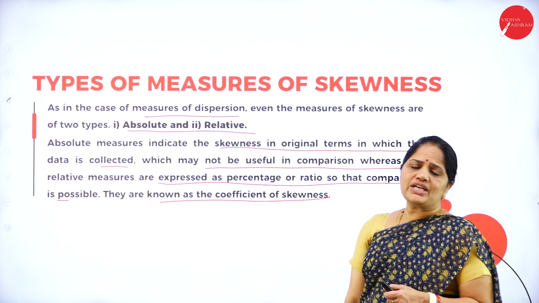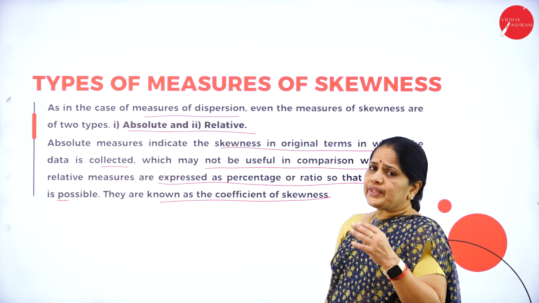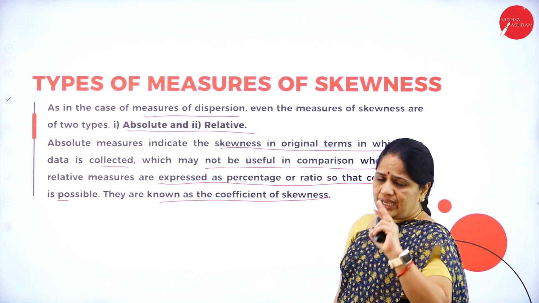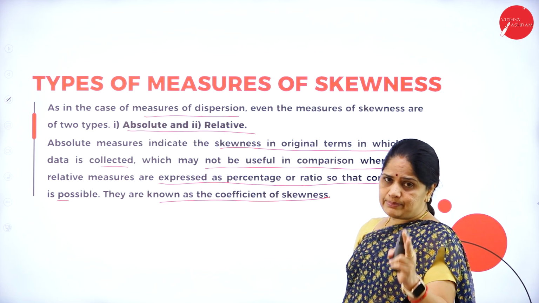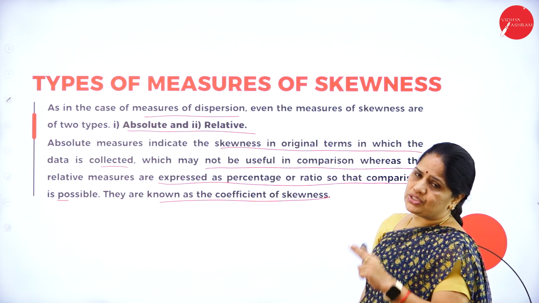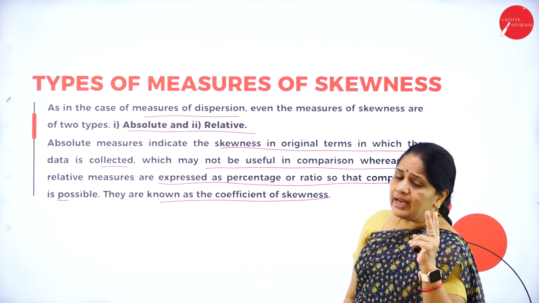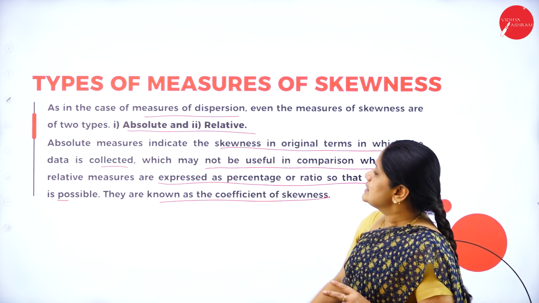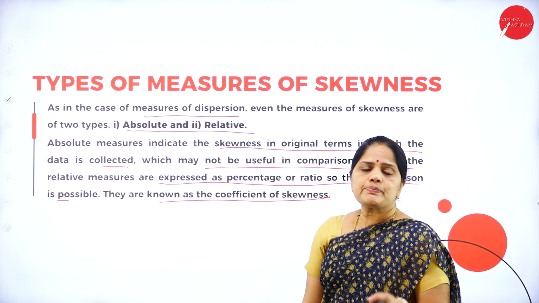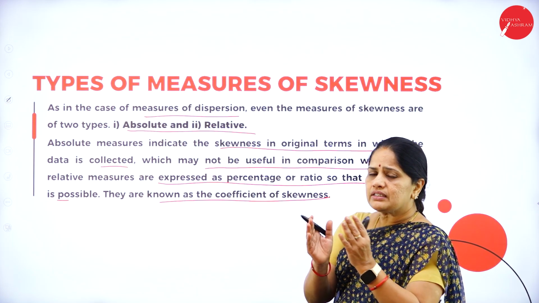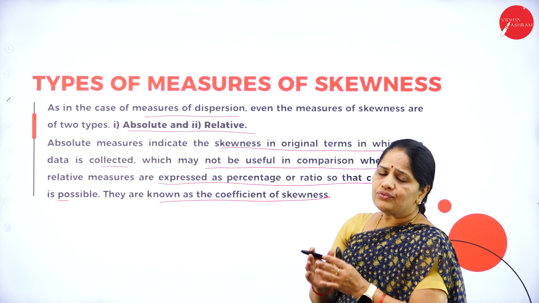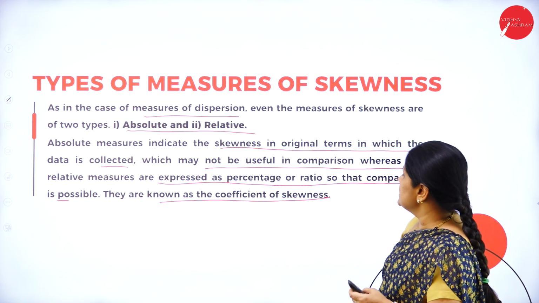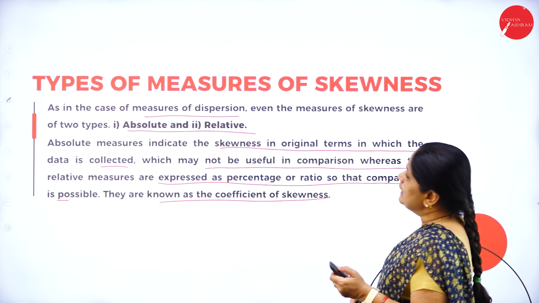Absolute measure means the exact measure. Whenever you are measuring skewness, you can measure it in two ways: one is the absolute measure, one is the relative measure. The absolute measure gives the exact measurement of the difference between the mean, median and mode. In the relative measure, they are expressed as percentages: how far the mean is from the median or how far the mode is from the mean, so that comparison will be easy.